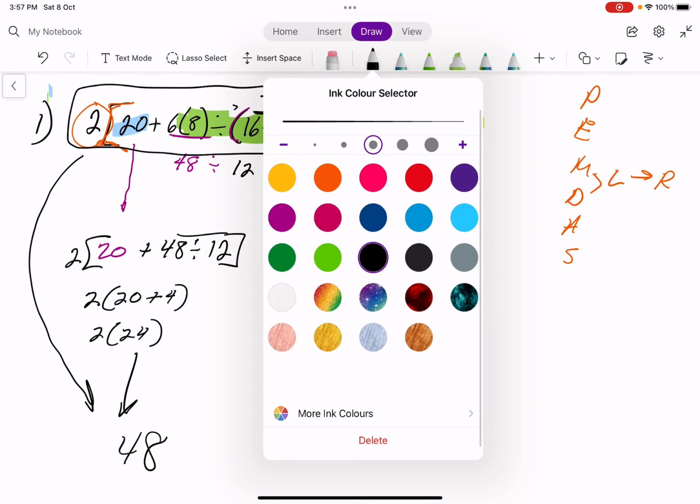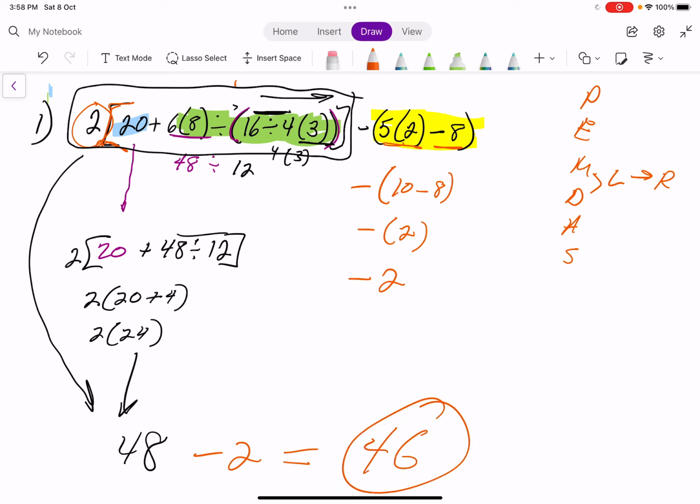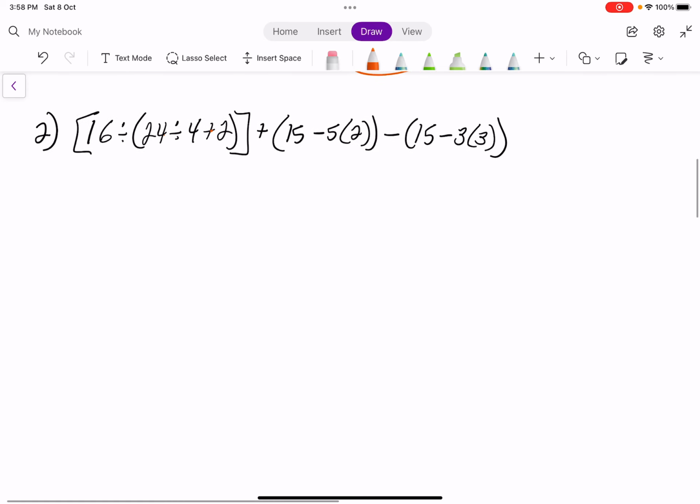And then we're going to subtract everything inside this parentheses. So before we can subtract this 8, though, we have to do 5 times 2. So it's minus 5 times 2 is 10 minus 8. So it's minus 2. So 48 minus 2 is equal to 46. And that would be your final answer. All right, let's move on to the next question.